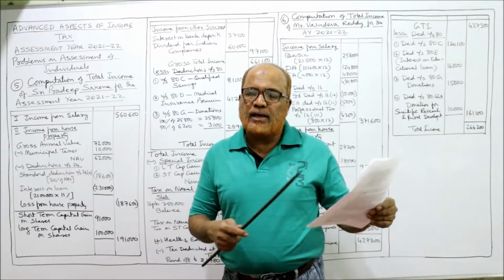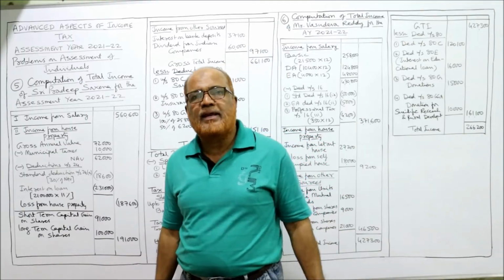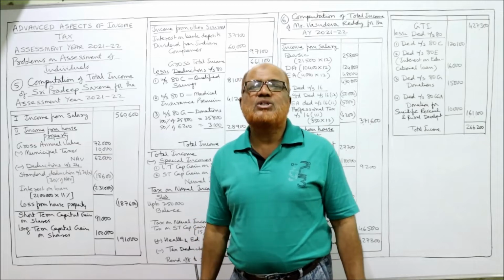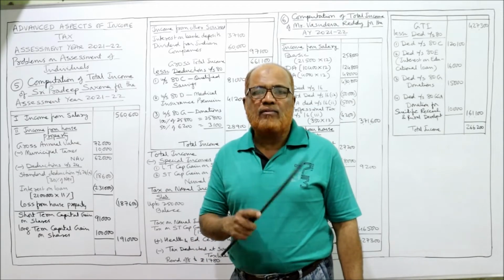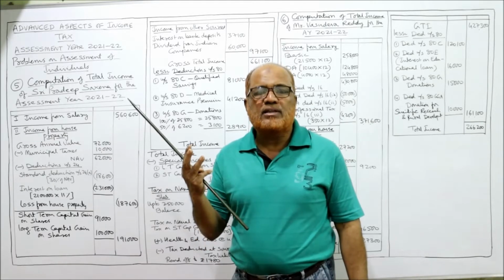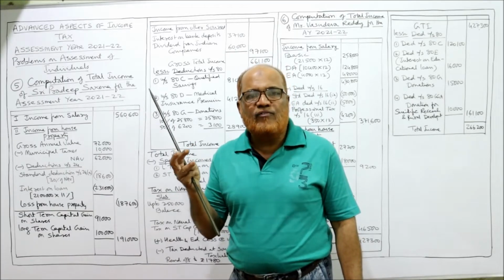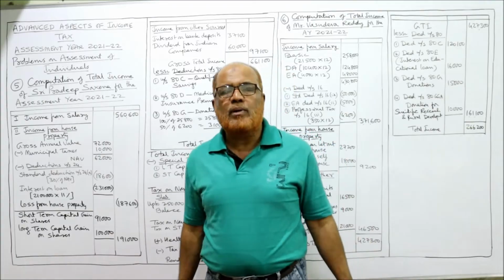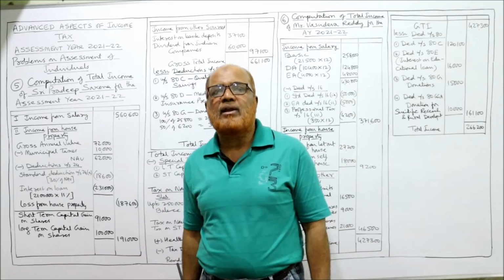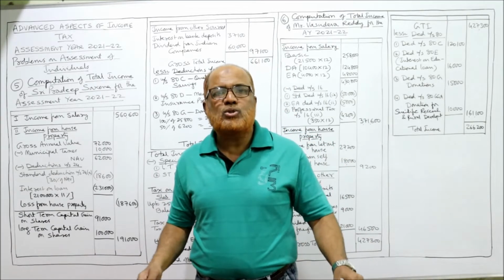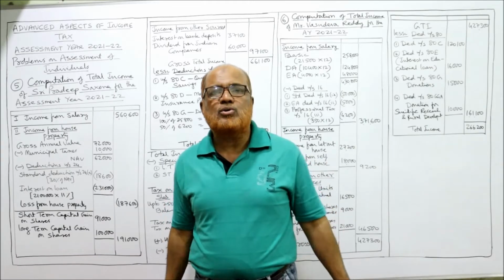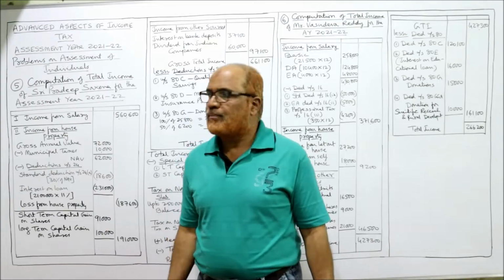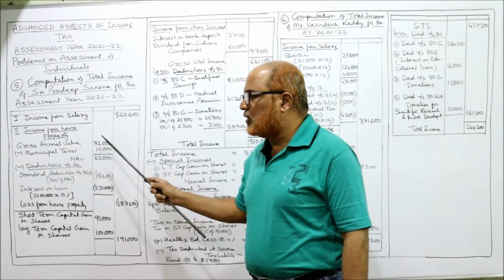So how to compute? Already in the previous videos I have explained the procedure of computing the income from house property. First we take the GAV, gross annual value, which is the higher of the following 3: municipal rental value, fair rental value, actual rental value. But in our problem, we are not given any municipal rental value or fair rental value. Only actual rent is given, 72,000 per annum. So we take GAV as 72,000.